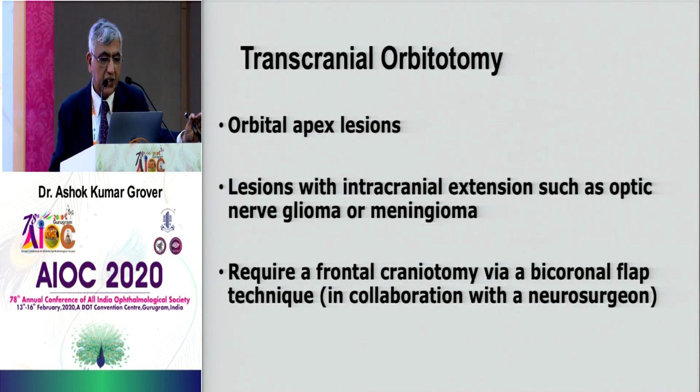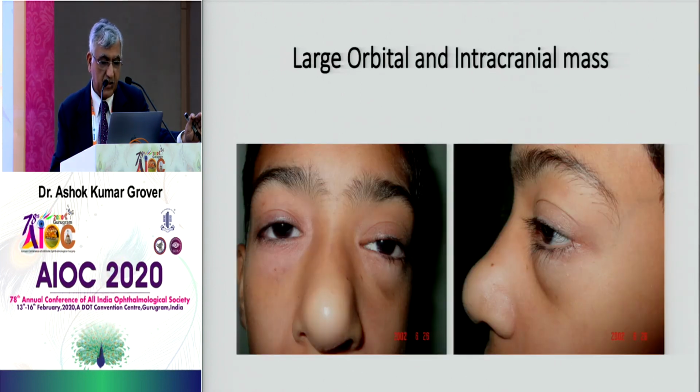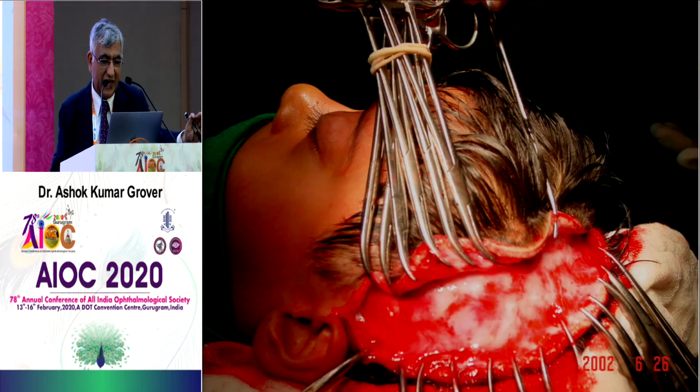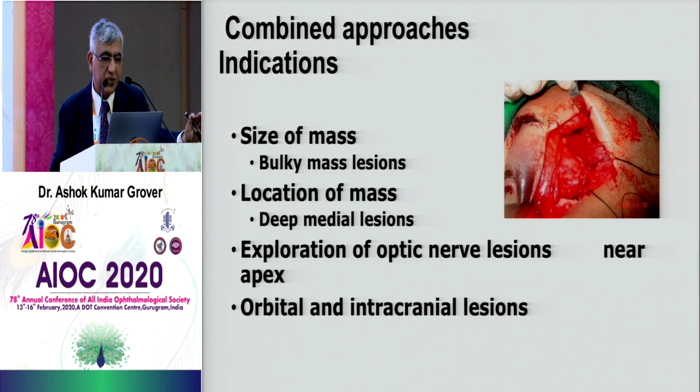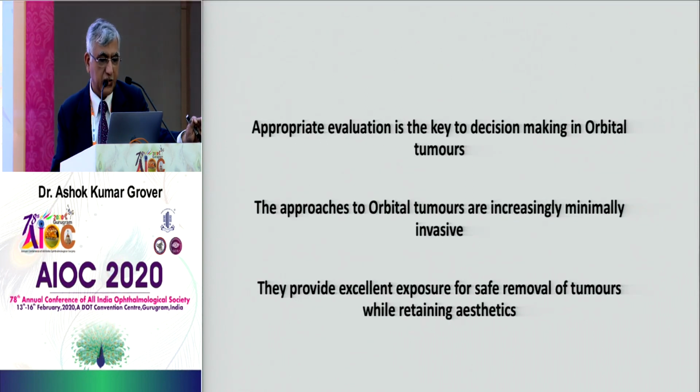The transcranial orbitotomies are indicated only for lesions which are very close to the apex or with intracranial extension, and a bicoronal approach is used along with a neurosurgeon for a transfrontal craniotomy like this. After an osteotomy is made, the tumor is exposed and removed. Those with very large tumors may require a lateral approach to be combined with an anterior approach, or a lateral approach to be combined with an intracranial approach. These combined approaches help you in removing multi-lobed or very much larger tumors.